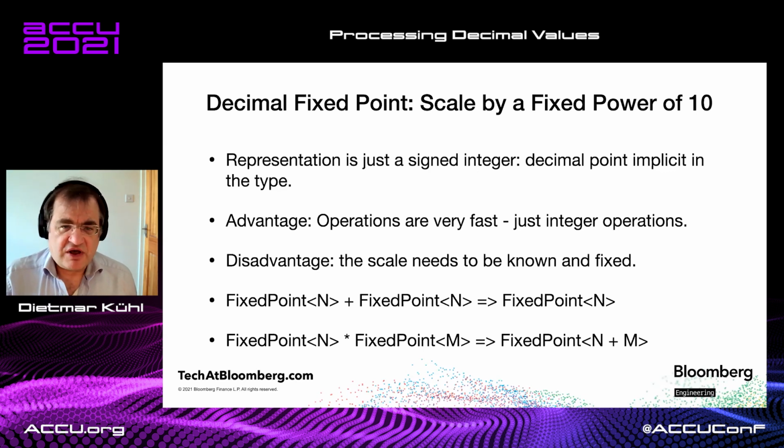Which basically means all the operations are really fast. They're actually faster even than binary floating points, because they're just integer operations, which are really, really fast. So this is great. There is a slight disadvantage, and this is you kind of need to know the scale, and the scale is fixed.